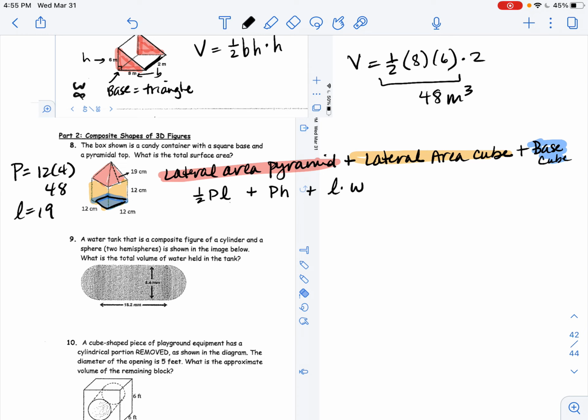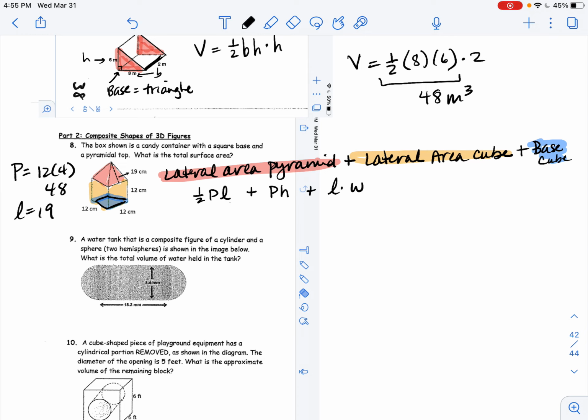6 squared plus the height squared is equal to 19 squared. And so it's 19 squared minus 6 squared, and I take the square root of that. And that's about 18. So I'm going to say this is approximately 18.02. So the height is approximately 18.02 if we work out the Pythagorean theorem.